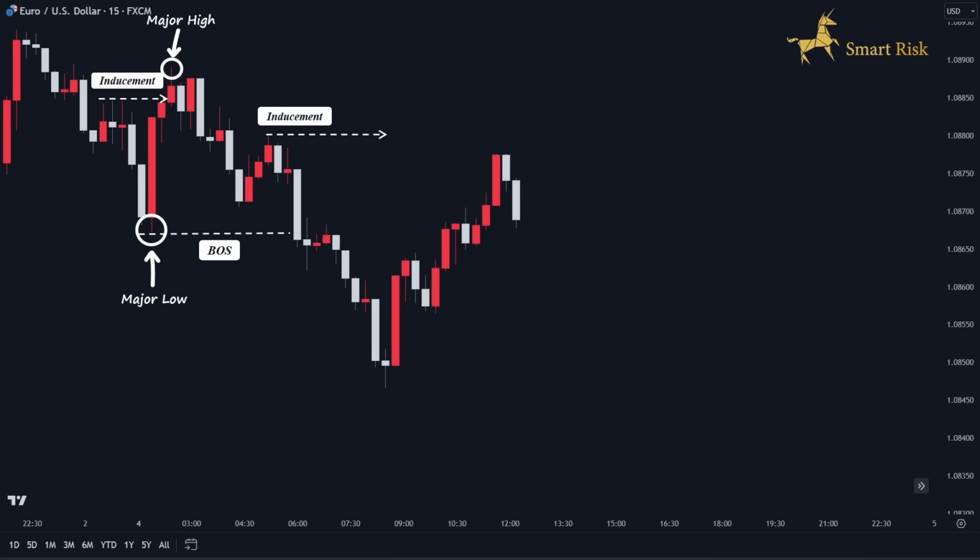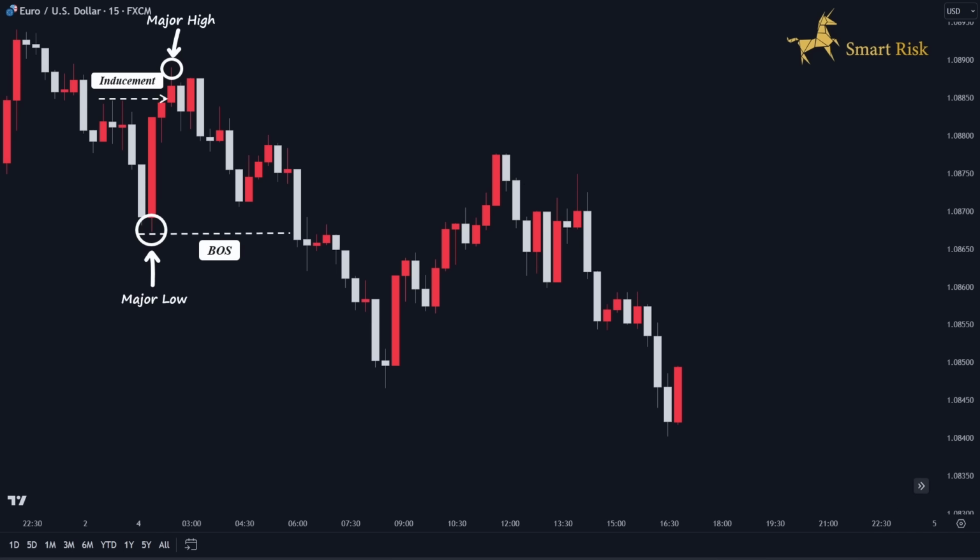As you can see, the price pushed higher, but couldn't surpass the high of the latest internal structure, failing to form an inducement, and is now attempting to move to the downside. Therefore, this lower low is not confirmed yet, and we cannot consider it as a major low. Let's continue and see how the price action unfolds.